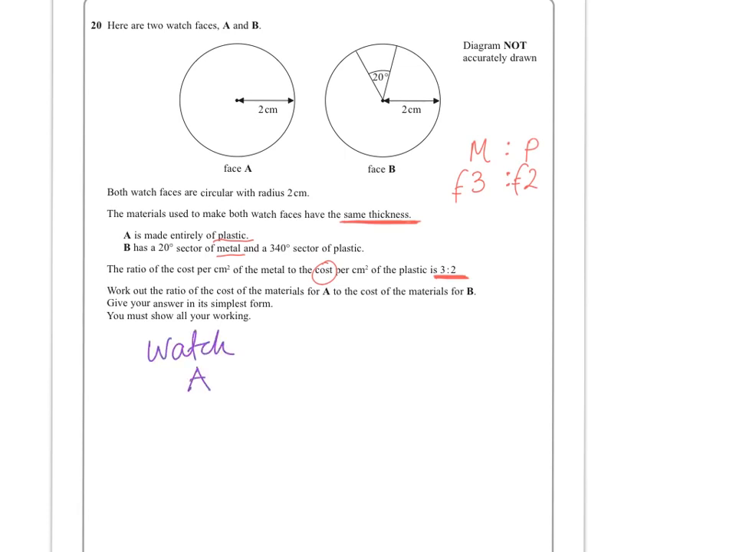So watch A, then the surface area is just pi times the radius squared, and if you've got a calculator you could start to decimalize this, but I'm just going to do it without a calculator. It doesn't really matter. We're going to get the same answer at the end. So that gives me 4 pi, and that's in centimeters squared.